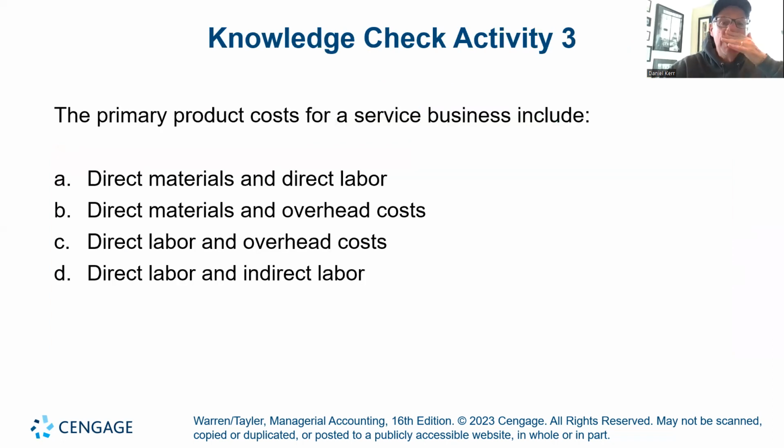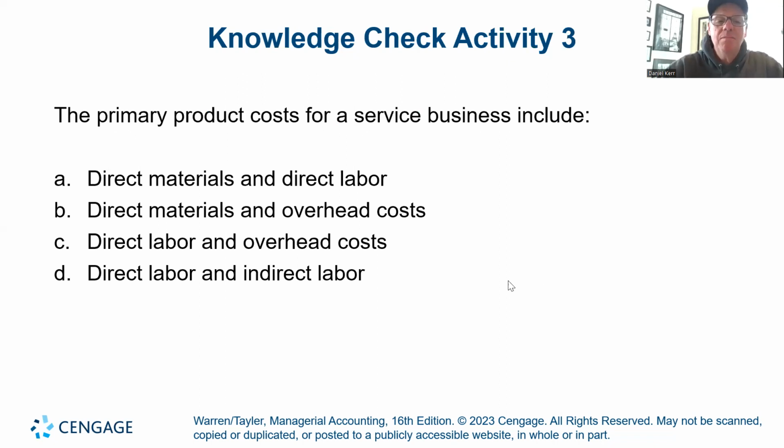So, quick little check here. What are the primary costs of a service business? Is it direct materials and labor? Well, it can't be direct materials because a service organization doesn't have direct materials. So you can delete A and you can delete B because they make direct reference to direct materials. Direct labor and overhead costs, that sounds pretty good. That sounds just like what we did in the little flow chart there. So I'm going to say it's C, but for completeness, let's take a look at D. Direct labor and indirect labor. Well, indirect labor would become part of overhead.